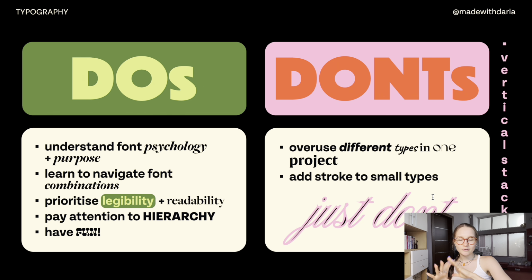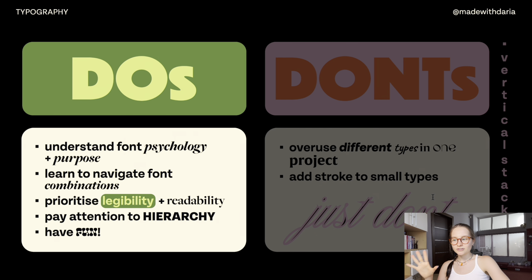Finally, to summarize everything we talked about in this video, I created these do's and don'ts when it comes to typography. In terms of things that you have to focus on, first of all, understand font psychology and purpose. This is crucial for making your messaging, your idea, clear to the viewer, to the observer via your typography choice. Learning how to operate different font combinations and experimenting with those is crucial. Then prioritize legibility and readability. Again, you want your information to be enjoyable to read and consume. Then pay attention to hierarchy, how structured your texts are and how easy it is to remember.